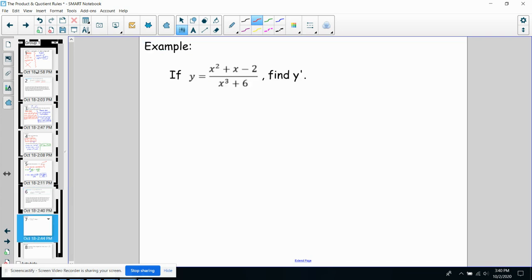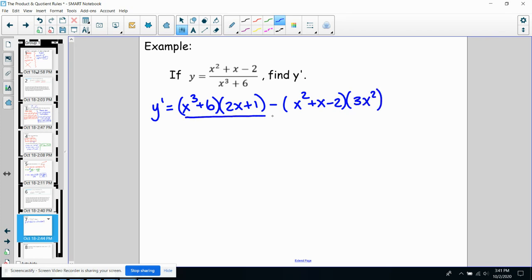So we're going to apply that over here. We want to find y prime, so we're finding the derivative of this. We're going to plug this into our quotient rule. So we've got the bottom, x cubed plus 6, times the derivative of the top, so the top would be 2x plus 1, minus the top, x squared plus x minus 2, times the derivative of the bottom, which would be 3x squared, all over the bottom squared.